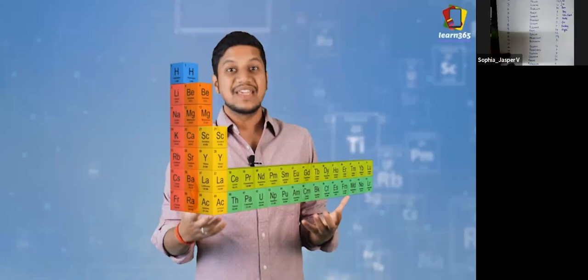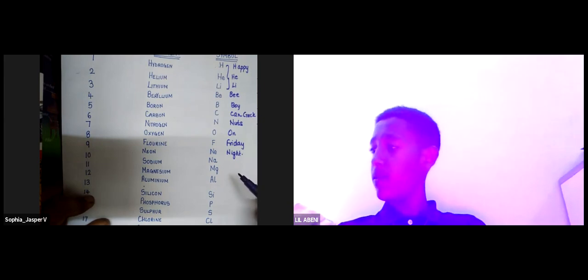Are you able to see my screen now, guys? Yes. Okay, so moving on. Happy Helly B. Happy Helly B-boy can crack nuts on Friday night. Got it, guys? It's for hydrogen, helium, lithium, beryllium, boron, carbon, nitrogen, oxygen, fluorine, and neon. Moving on. For sodium, Naughty.